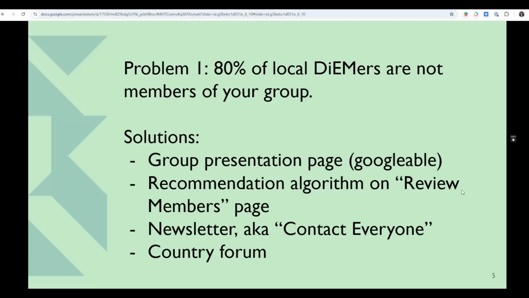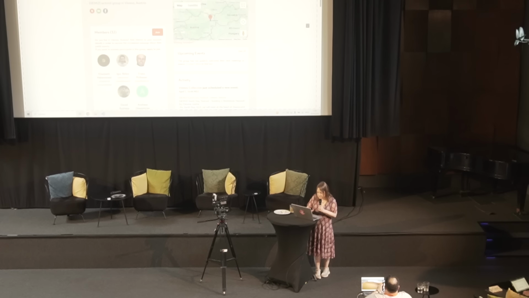The first problem, 80% of local DiEMers are not members of your group, and the solution is to make your group visible. The first stop is, of course, your group presentation page. So this, for example, is the Vienna Collective, and here, this little writing where it says DiEM activist group in Vienna, Austria.